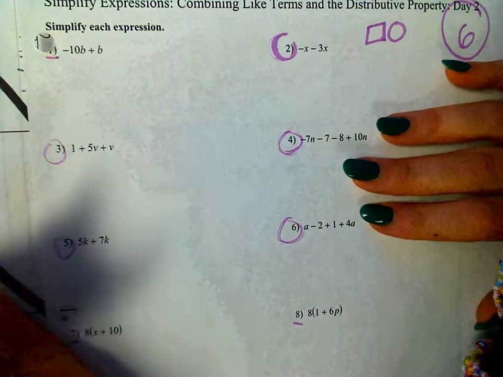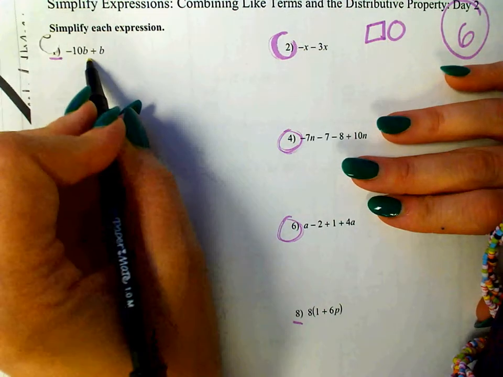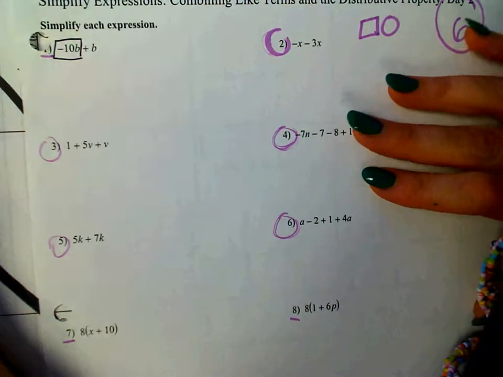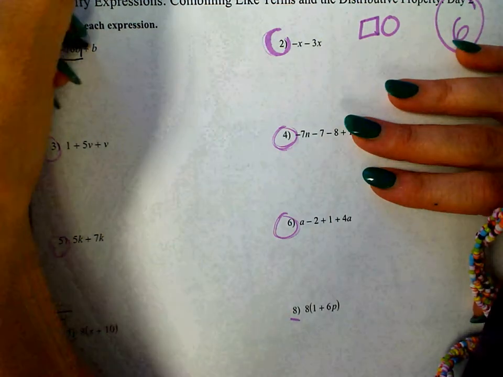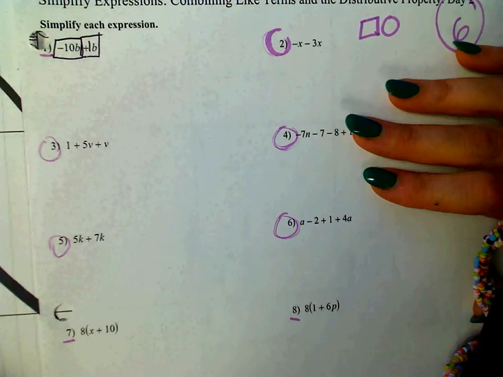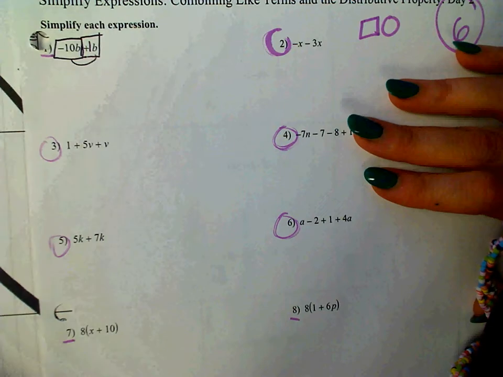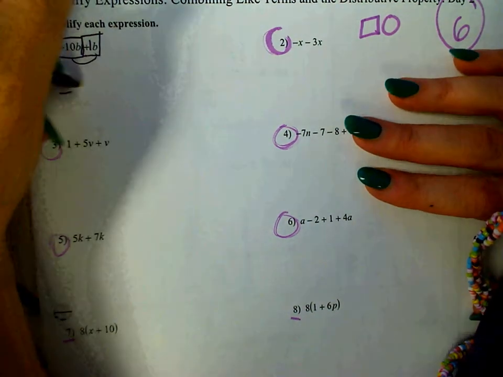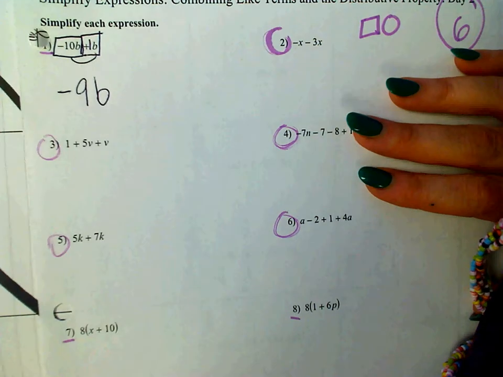Okay, so for the first one, negative 10b, that is a variable term, so I'm going to put a square. And plus 1b, that is also a variable term, so I'm going to put a square. When I combine those, I add them together, negative 10 plus 1, and that is negative 9b. That is your answer.